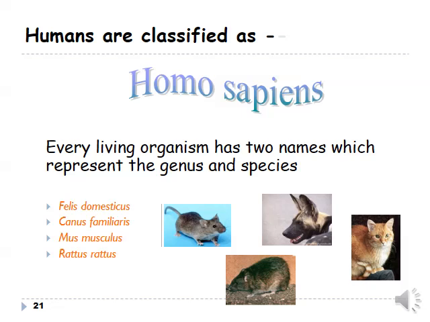Here we have some examples of common pets and other animals that we come in contact with, where it might be a cat, a dog, a mouse, or a rat. You can see that they all have a specific genus and species name.